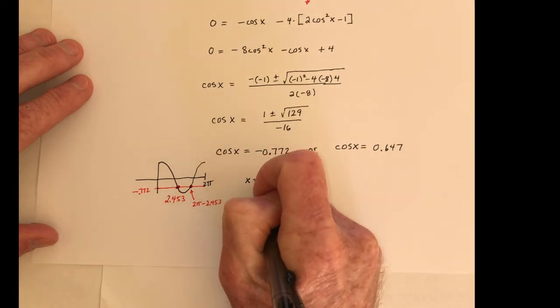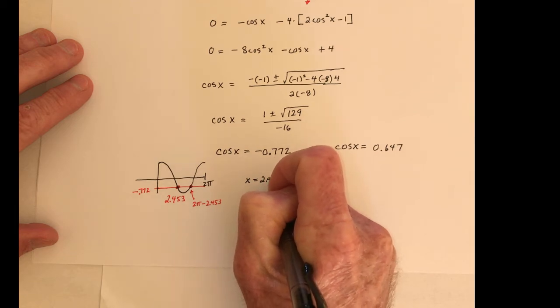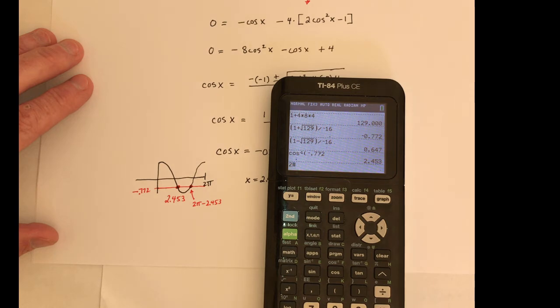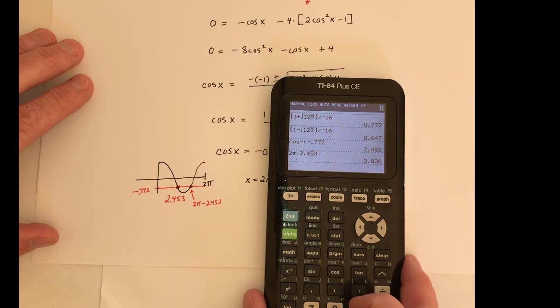So one of them is the 2.453, oh, I needed to put 2 pi first. 2 pi minus 2.453 is at 3.83.